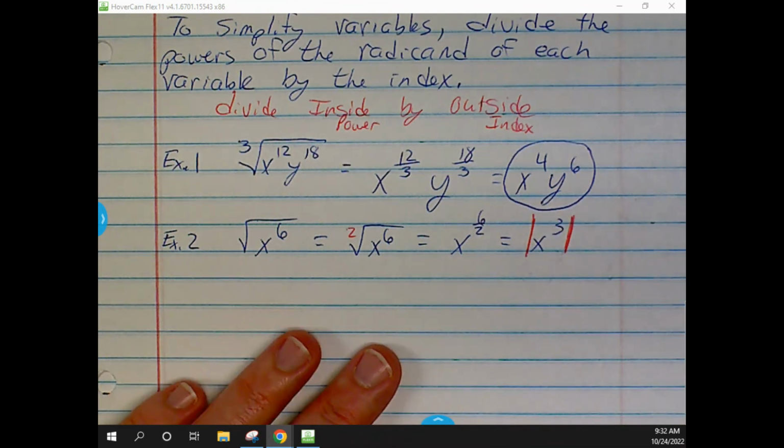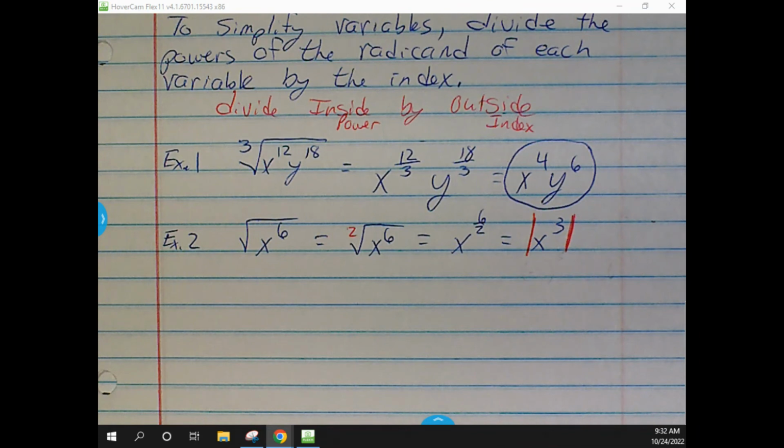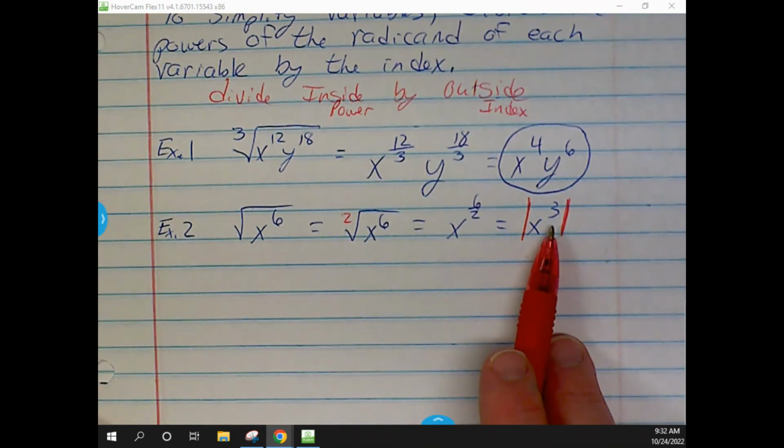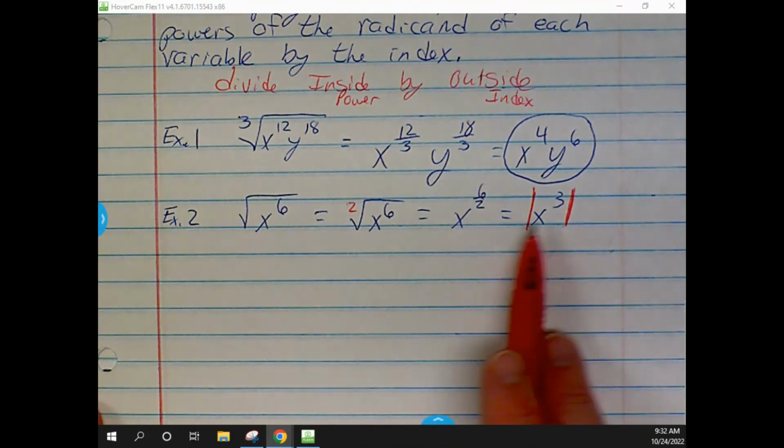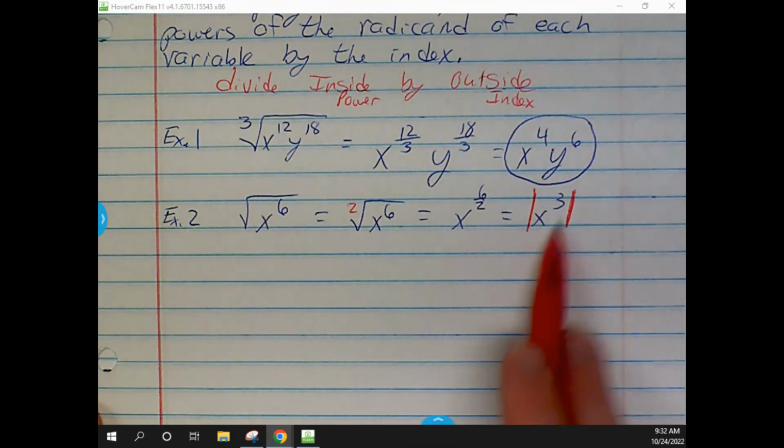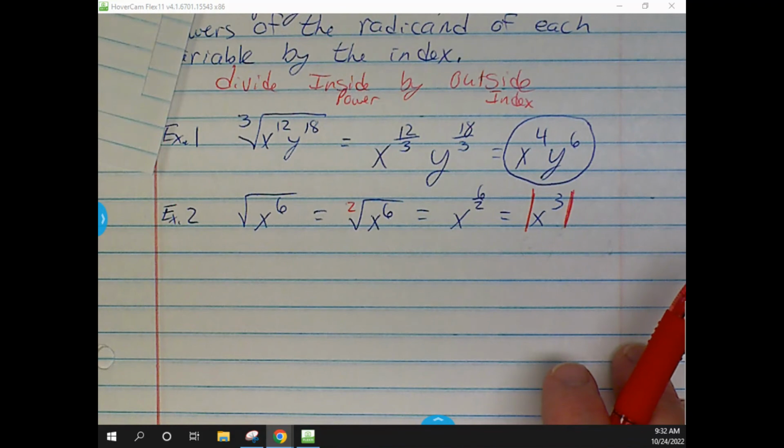We're going to do that. Because we started off with an even index, the answer is an odd power. So if you start with an even index and the answer is an odd power, you're going to have to put absolute value around that number.